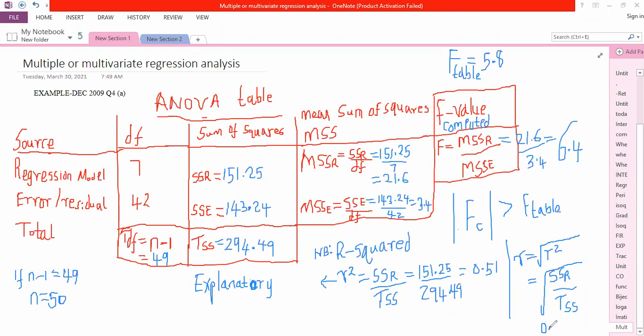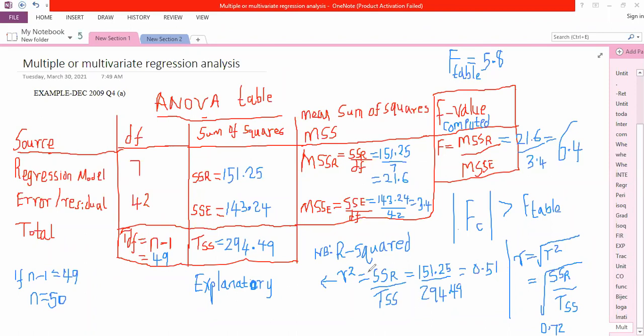What is the comment on this? The comment on our r would be that there exists a strong positive relationship. This is a positive value, as you can see. There exists a strong positive relationship between the level of job satisfaction and the variables in question, whichever were given as the independent variables.